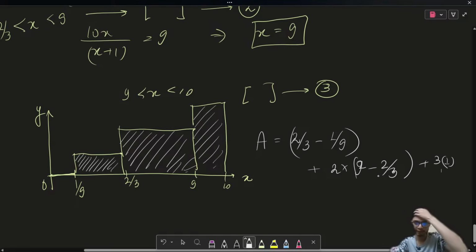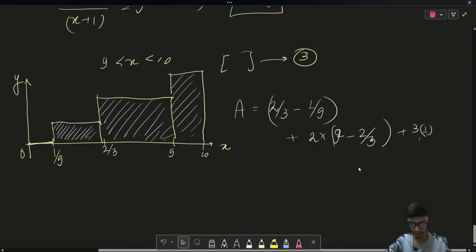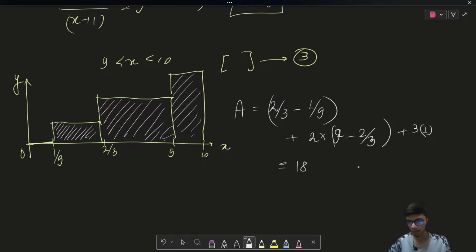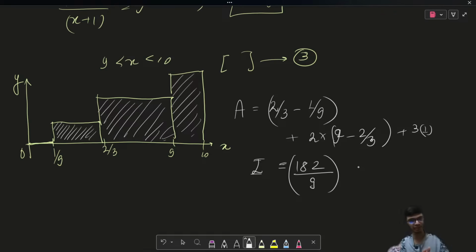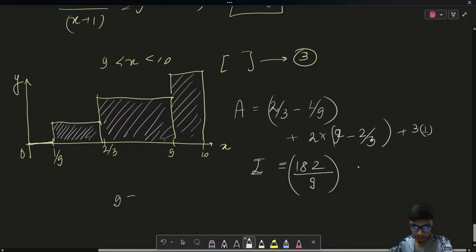Okay, so if you solve it and calculate it, you're going to get the answer to this question as follows, which is equal to 182 upon 9. Now in the question, I is basically the definite integral, and the definite integral is equal to the area under the curve in this particular case because everything is present above the x-axis, right? So I will be equal to 182 by 9. Therefore you have to find the value of 9 times I, which is equal to 182.